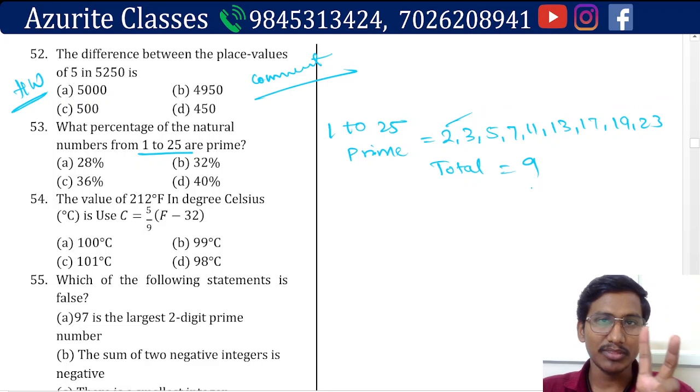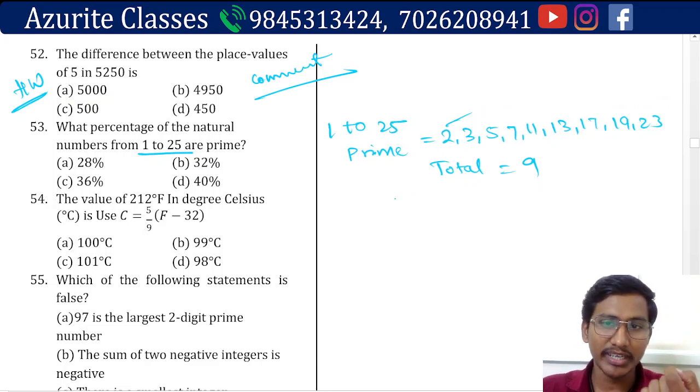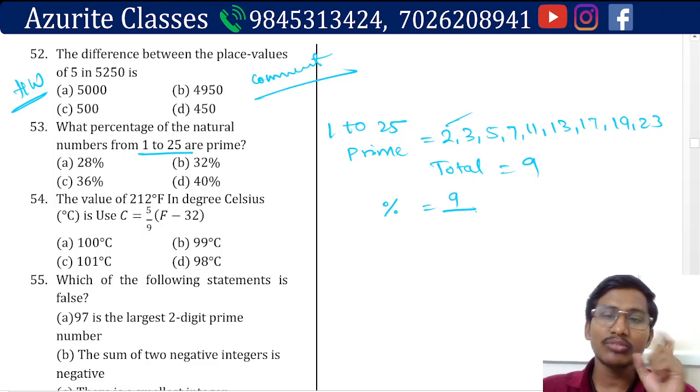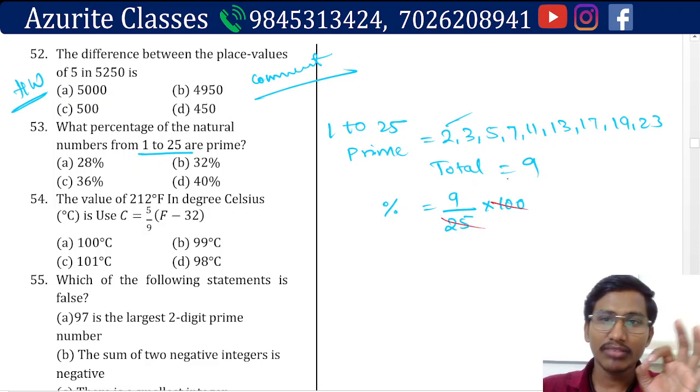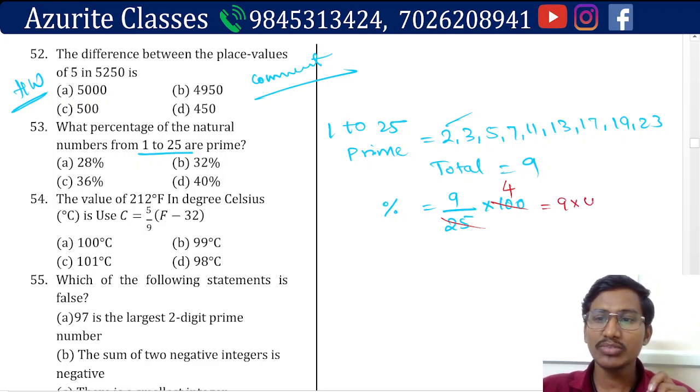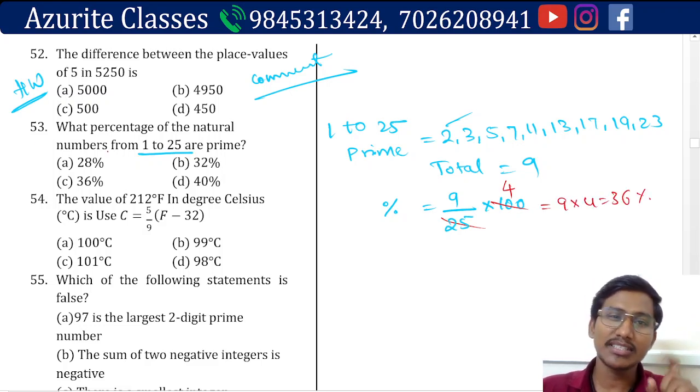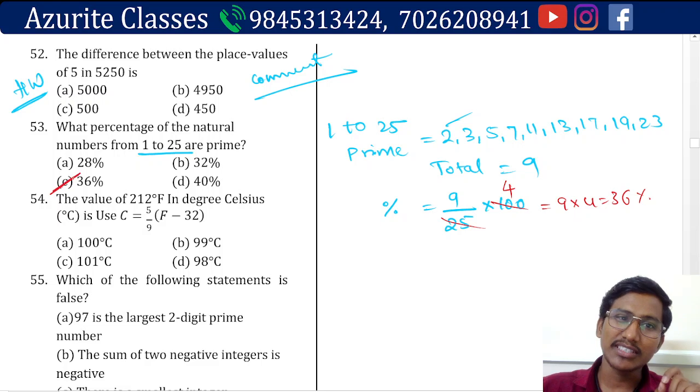Okay, 9 prime numbers. So if you want to find the percentage, it is 9 out of how many? 9 out of the total 25 numbers. So 9 out of 25 into 100, you will get the percentage. Now if you do cancellation, 25 4s are 100. So 9 into 4, 9 4s is 36. 36% will be the answer. The option is option C.